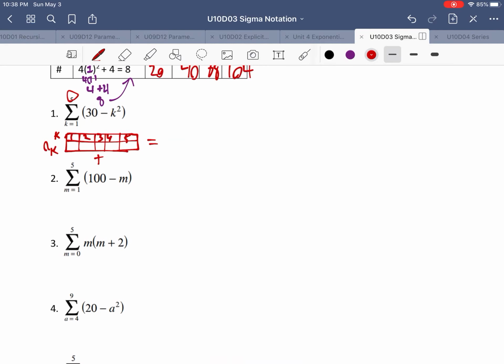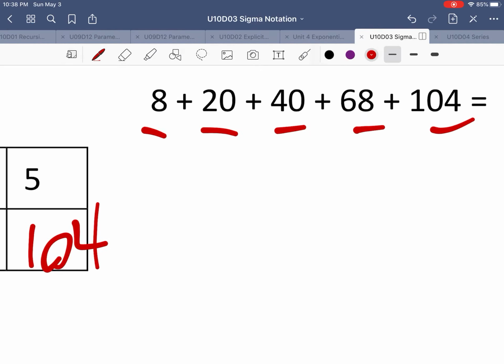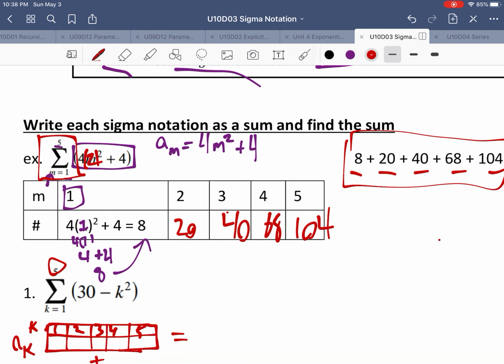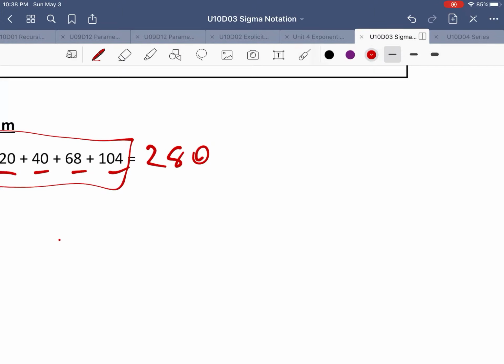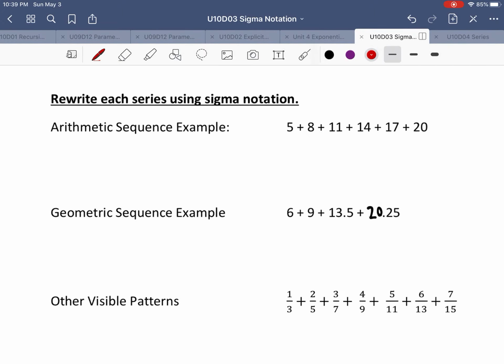All right, so I'm going to leave the rest of these problems for you to try. Now we're going to see how to write, given the sequence. So if I gave you a sequence, how could I write this into sigma notation? So we're going to take a look at a few examples. Firstly, we're going to take a look at an example of an arithmetic sequence.